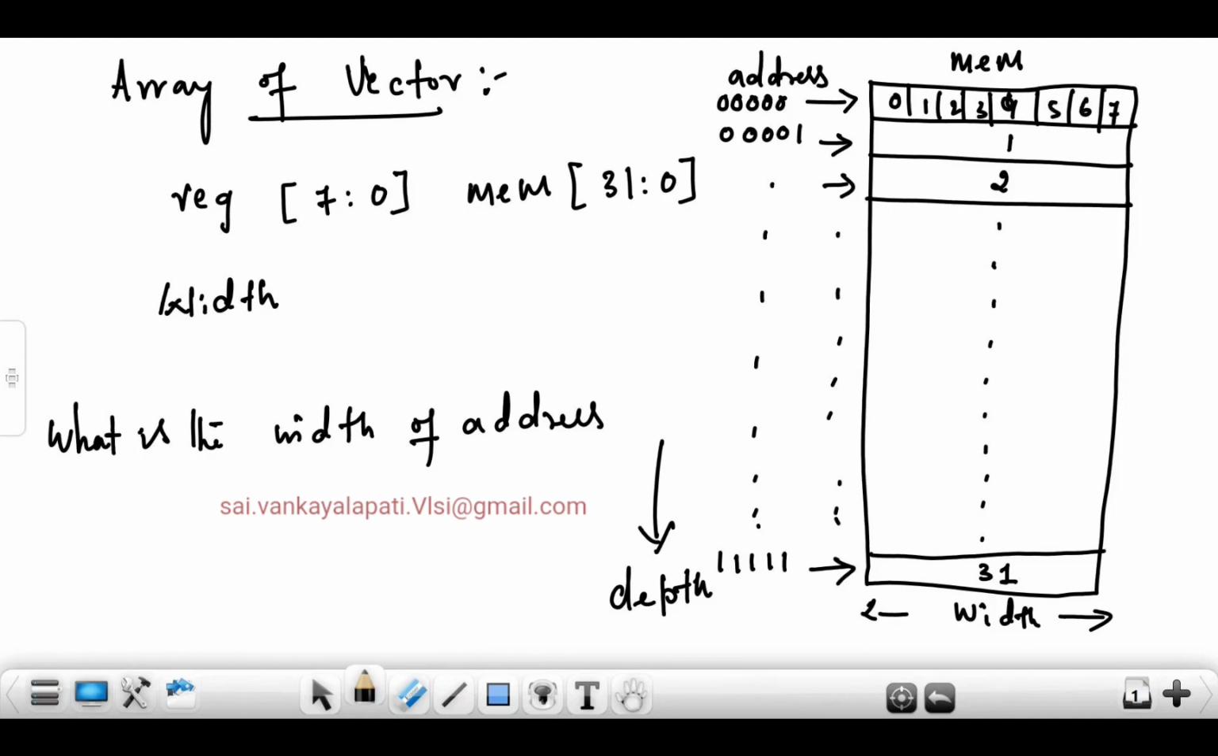So the width is 8 bit. The depth is 32. What is the address width? It is 5. How to find out the size? Size is nothing but width into depth.